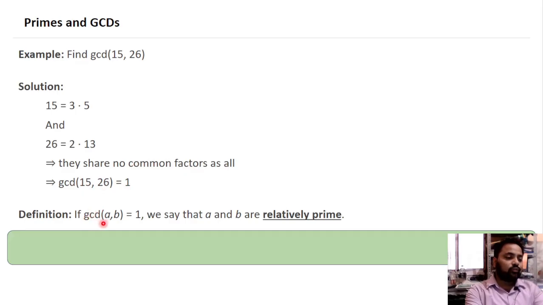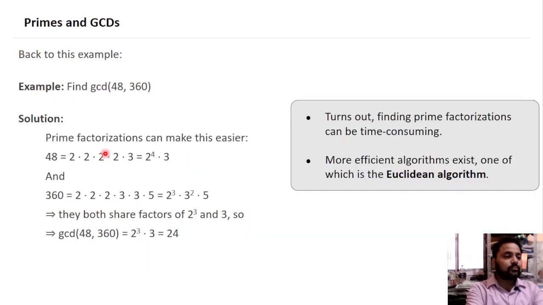And we can also say that because the common factor of 15 and 26 is 1, 15 and 26 both are co-prime or relatively prime numbers. So this is the concept of co-prime numbers: when the common factor is 1.